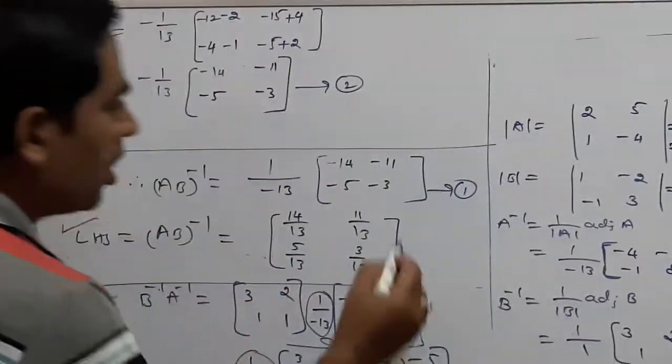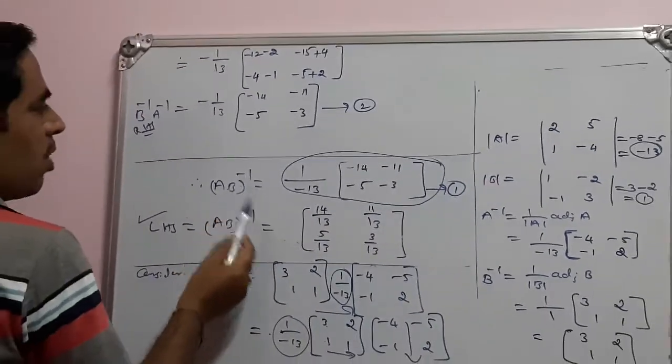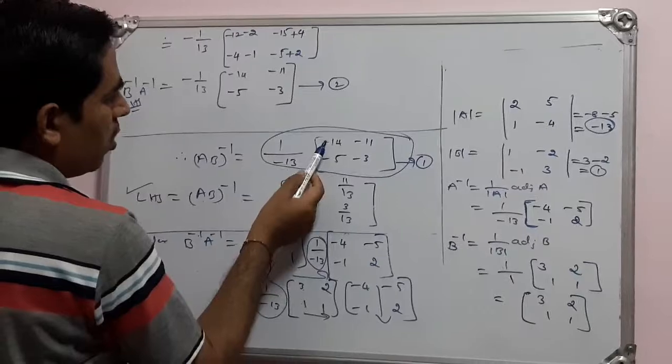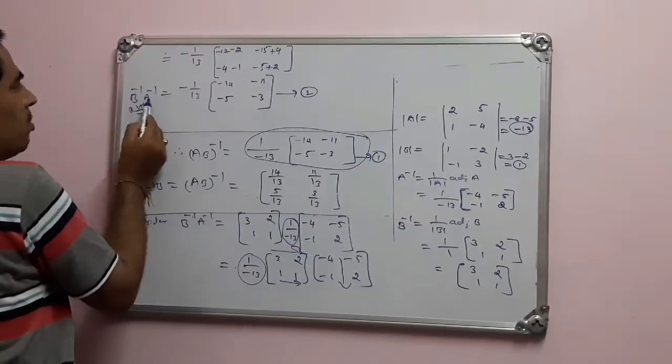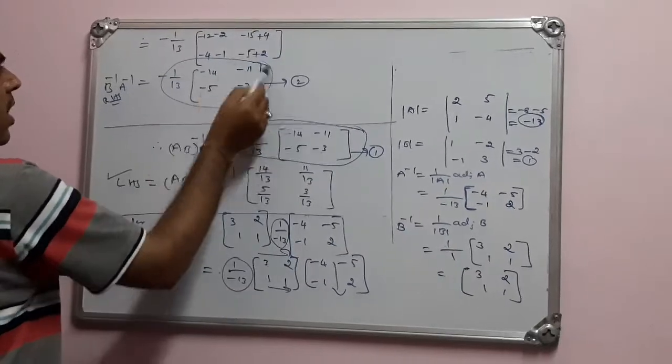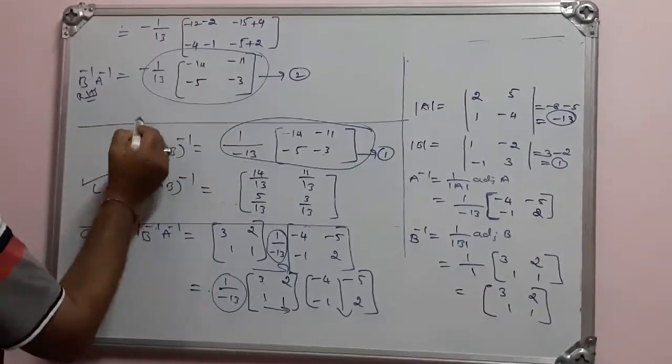So we'll call this equation 1. See, this is my equation 1 here. AB inverse, I got 1 by minus 13 into the matrix minus 14, minus 11, minus 5, minus 3. Then our RHS was B inverse, A inverse. If I multiply this, I'll get this matrix also. I have not multiplied here; you can multiply and write another step here.